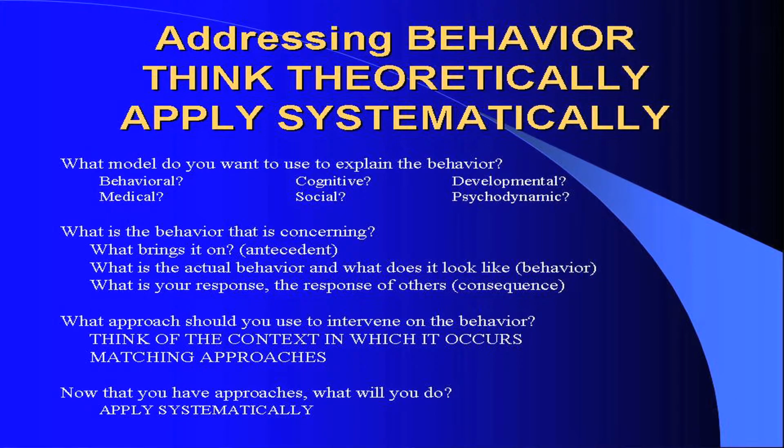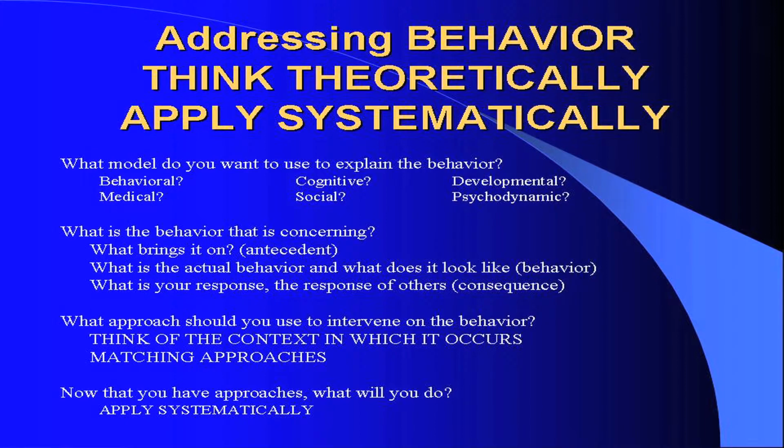Think theoretically, apply systematically. I want you to all walk out here going, think theoretically, apply systematically, right? Okay, what model do you want to use to explain the behavior? That's up to you. You now know bits and pieces of all these different models. You have to decide. Think first about what you need to do to explain the behavior. Think about the characteristics of the kid, the characteristics of the environment, the characteristics of the behavior that you're asking for, right?